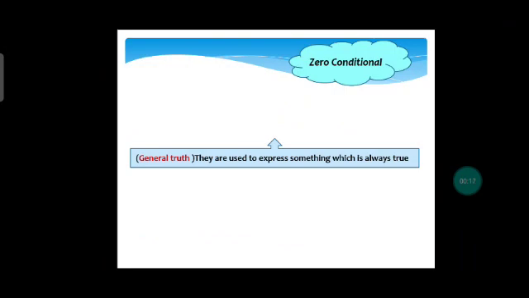We use the zero conditional to talk about general truth. They are used to express something which is always true. We use the zero conditional to talk about facts, habits, permanent states, repeated actions. Let's have some examples. If we heat ice, it melts.